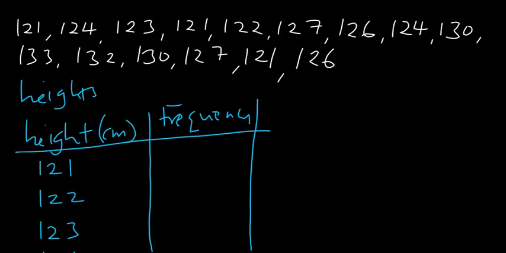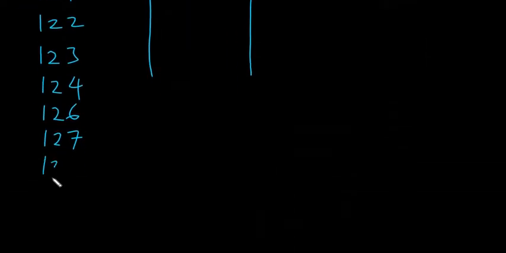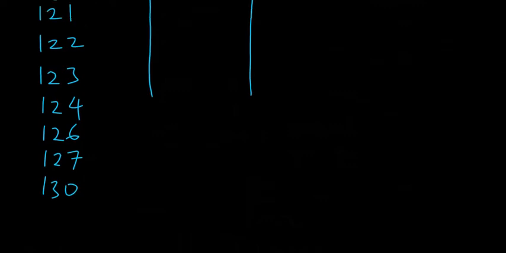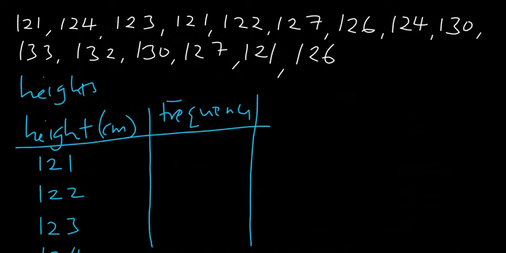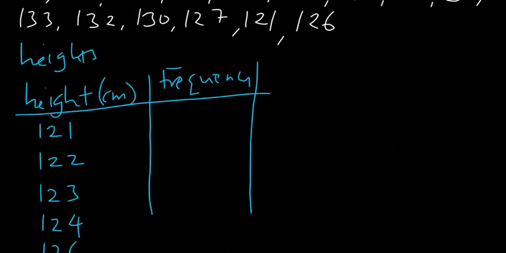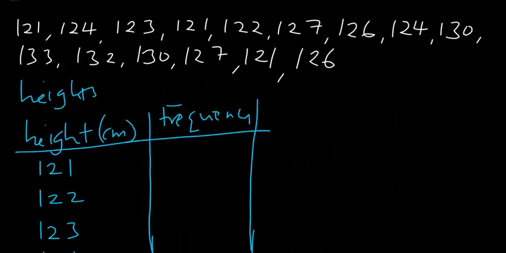129 we don't have. I can see 130. Can I see 131? It seems there is no 131, but I can see 132 and 133. So I don't think there's anyone that we have left out. So let's go to the frequency column.